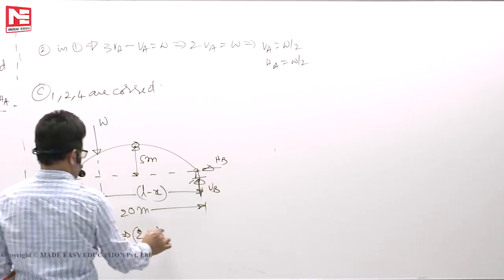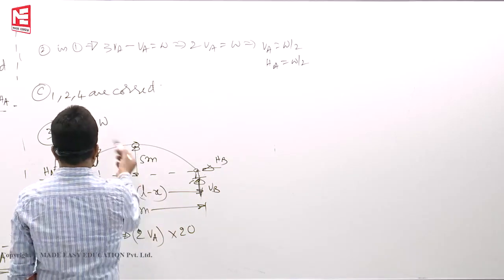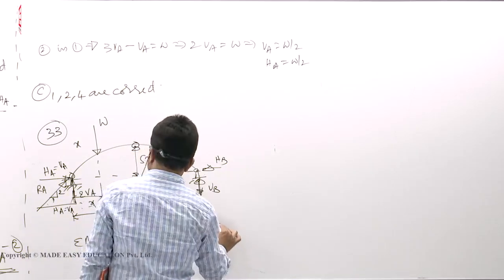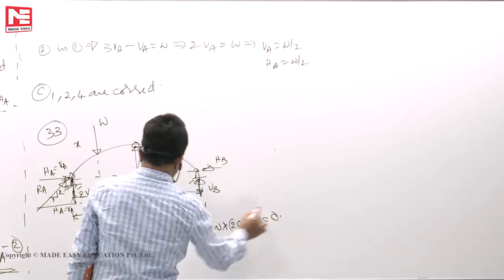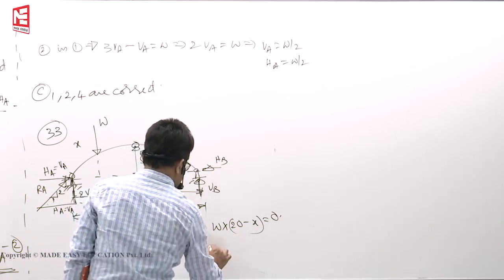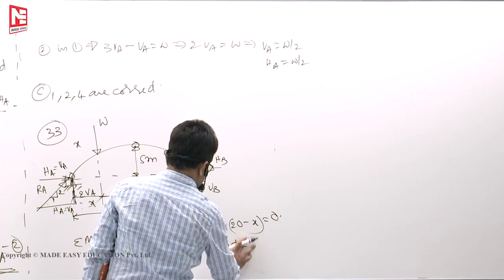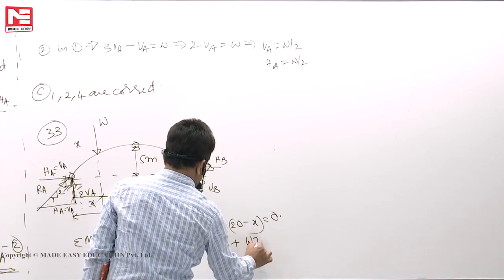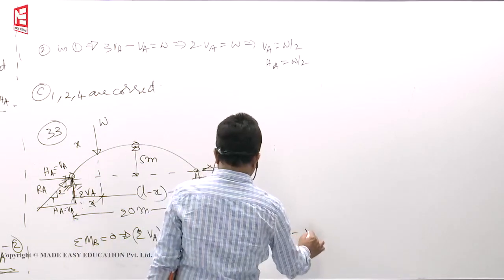So vertical reaction is 2VA now. If I take this as 2VA into 20 meters clockwise minus W into (20 minus x) must be equal to 0. So 40VA minus 20W plus WX is equal to 0. Call it equation 1.